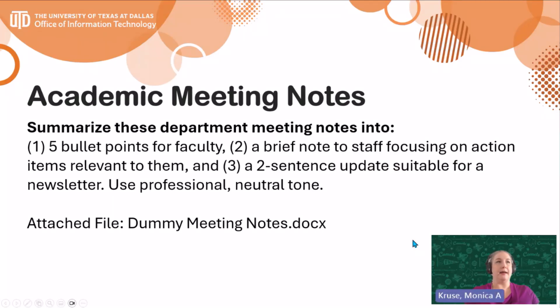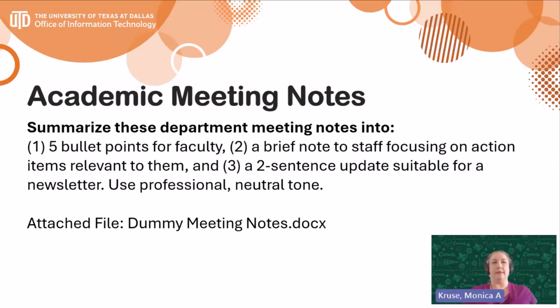in this prompt, I am asking it to basically summarize my meeting notes for 3 different audience types. I'm asking it to create 5 bullet points for faculty, a brief note for staff for their action items and things that are relevant to them, and a 2-sentence update suitable for a newsletter.